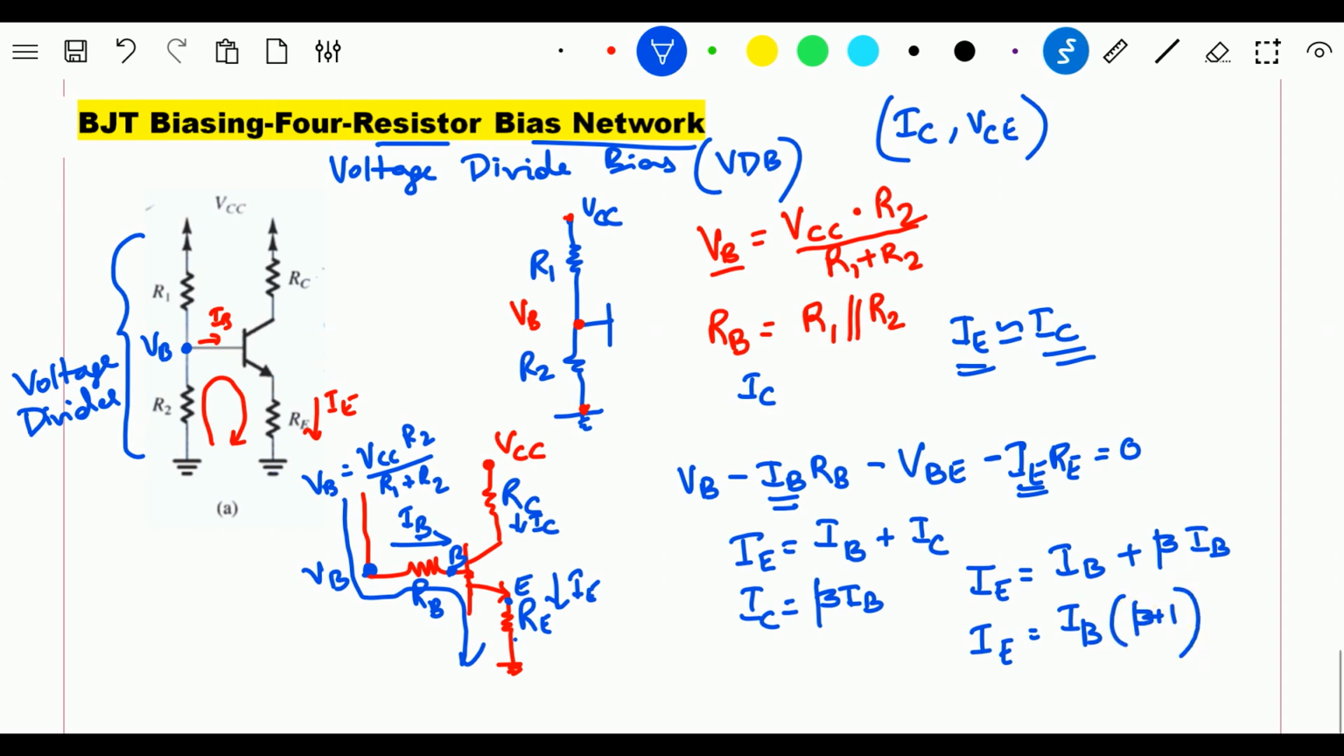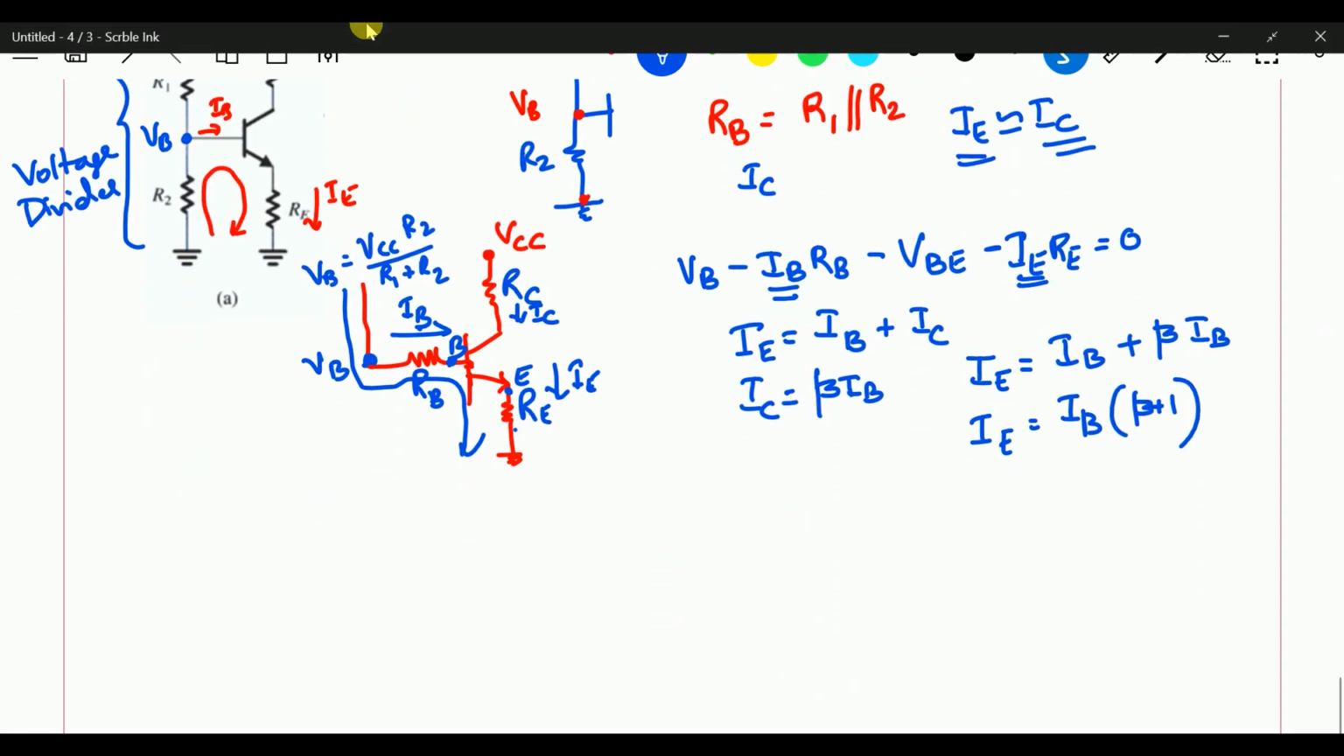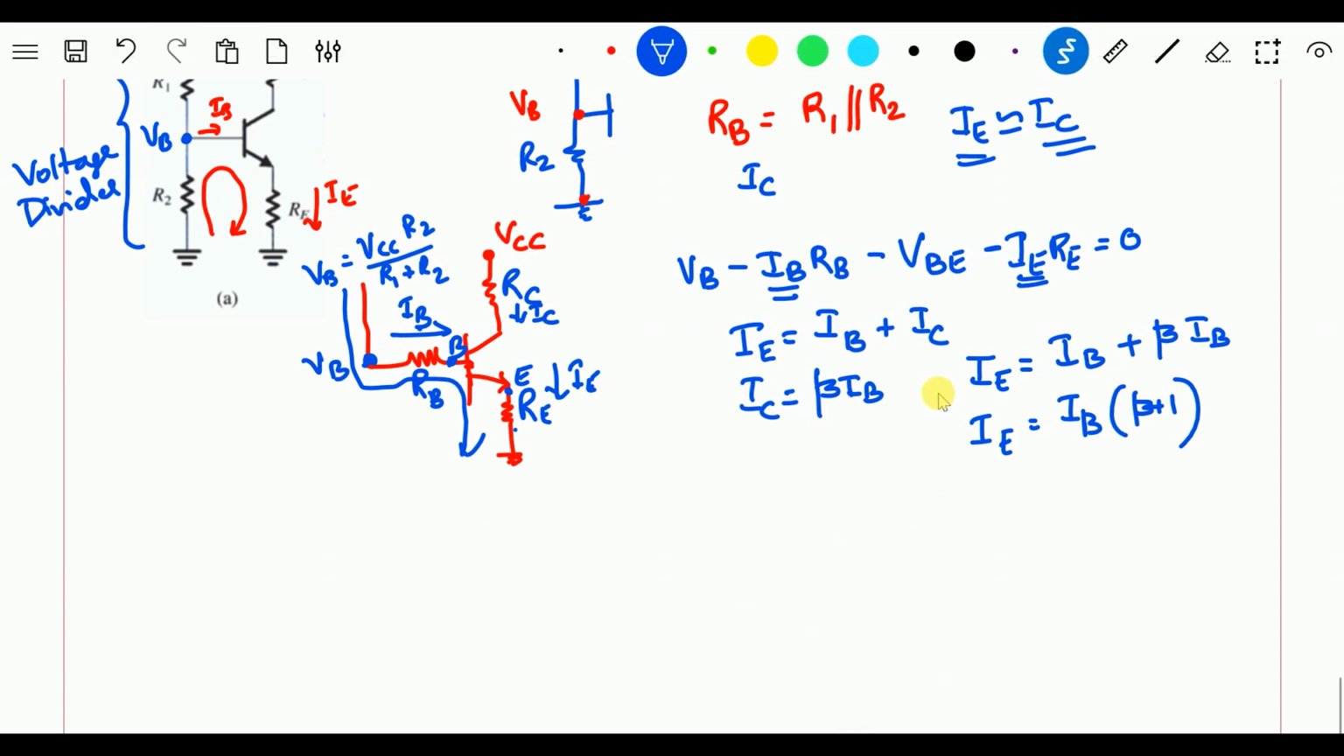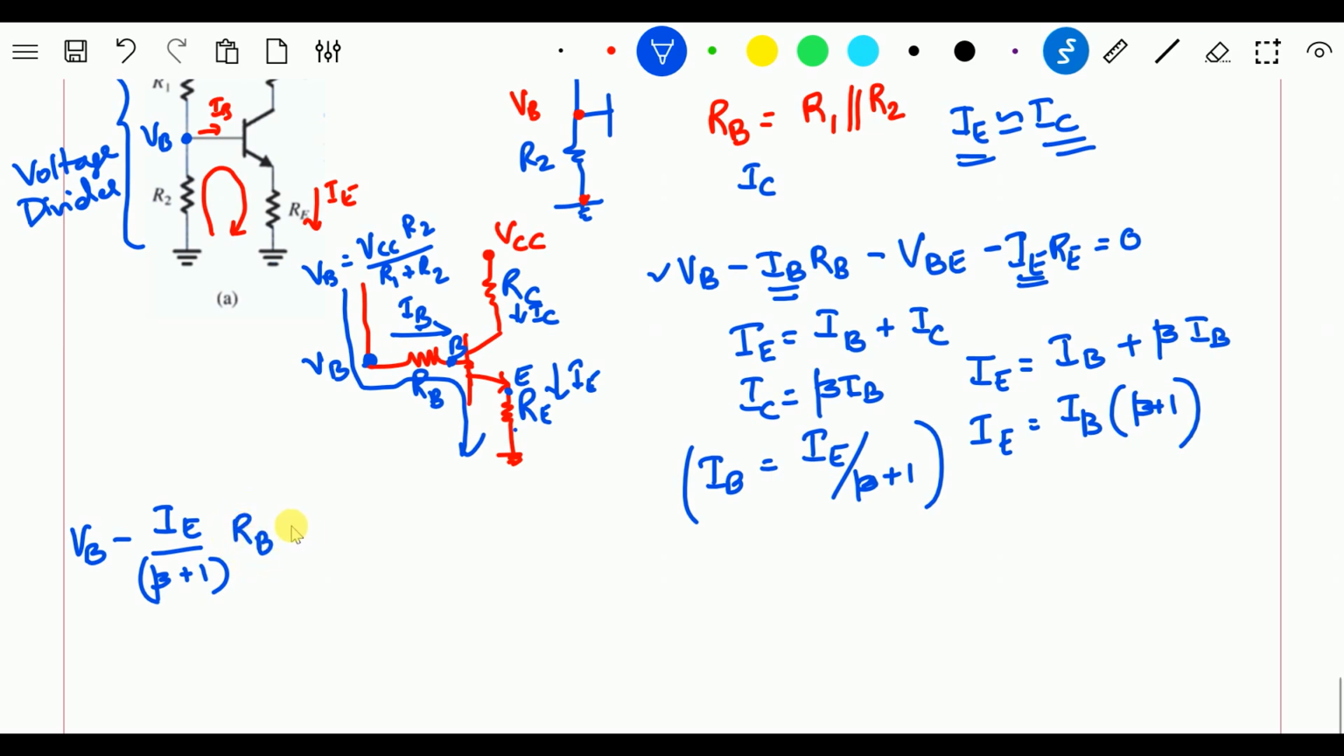So in that case, I can further write this as IB equals IE by beta plus 1. So if I substitute this IB term into this equation, what I will get here is VB minus IE by beta plus 1, which is your IB, into RB minus VBE minus IE RE equals 0.